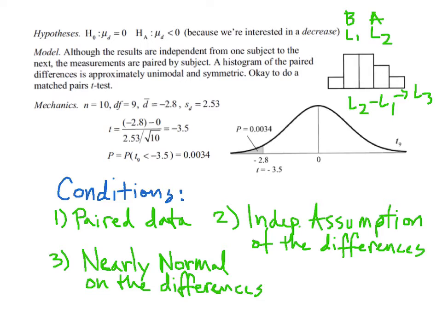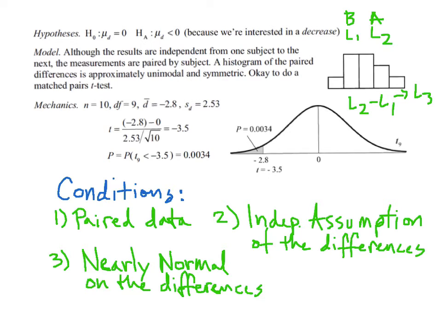Conditions. Once we've got the hypotheses down, for the conditions we need 3. Paired data, and that's based on the context of the question. Independent assumption of the differences. So it's reasonable to assume that one subject's difference of pulse rates is independent of the other subject's difference of pulse rates. And then the nearly normal condition is just on the differences. So in our case, it's unimodal and roughly symmetric.